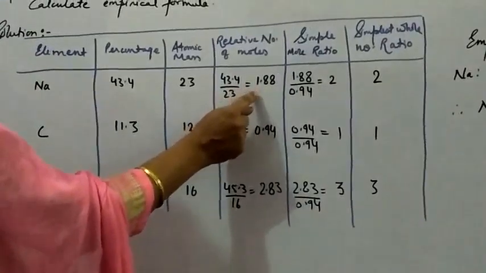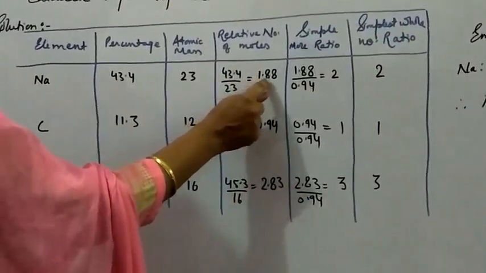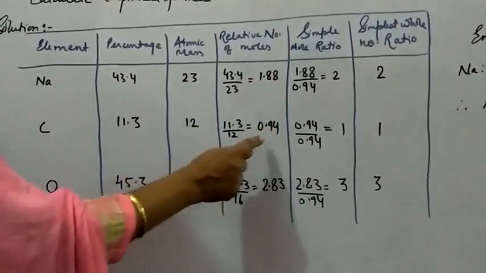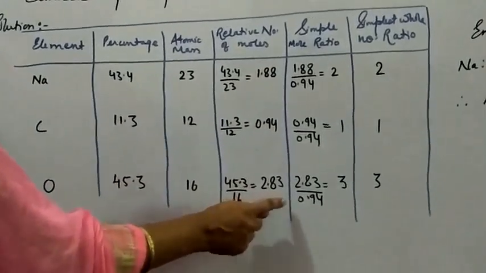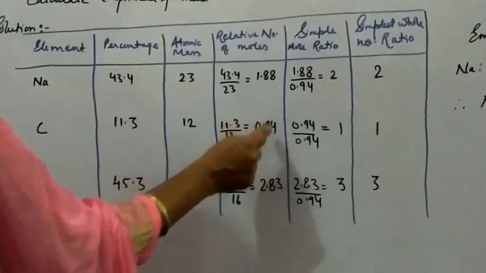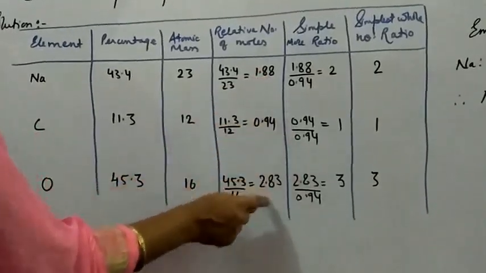On solving, we will get the number of moles of sodium as 1.88. That of carbon is 0.94. That of oxygen is 2.83. Students, now we will just find out which one is the least number of moles here.